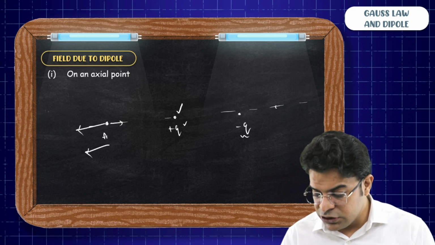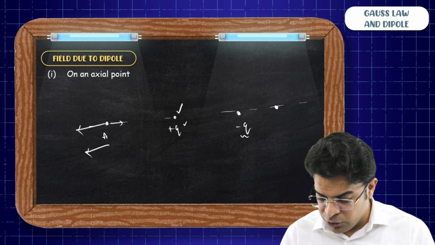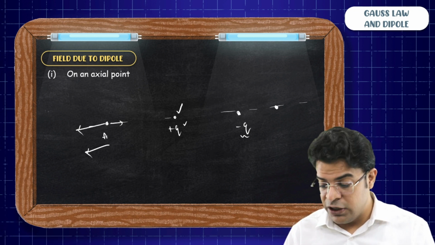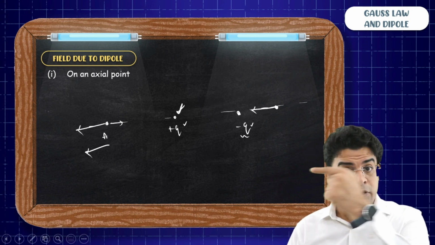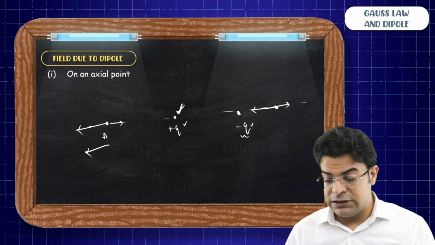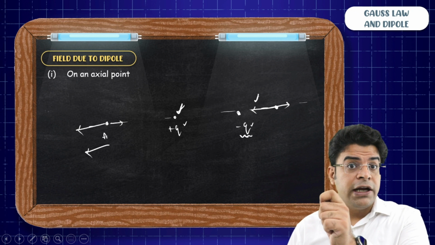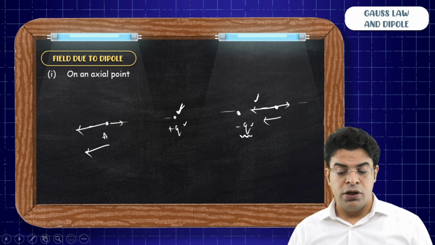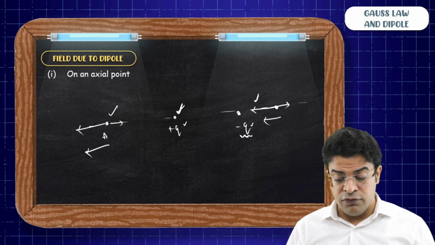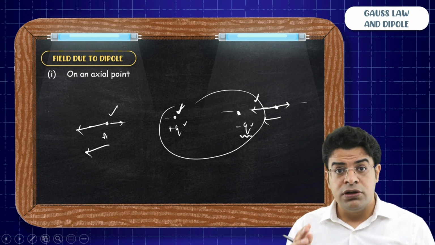If I ask you about a point on the right of this dipole, at this point, the direction of field due to negative charge will be towards it. The direction of field due to positive charge will be away from it. But since the negative charge is closer, the strength of the field due to negative charge, which is towards left, will be higher. So the net electric field will be towards left. So at a point on the left of this dipole, the field is towards left. At a point on the right of this dipole, the field is towards left.